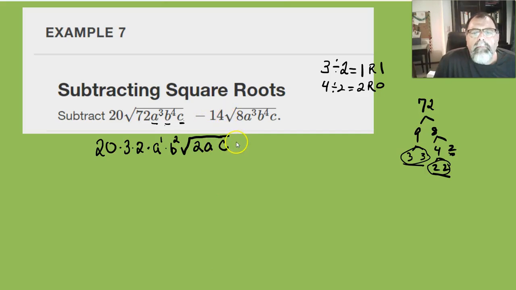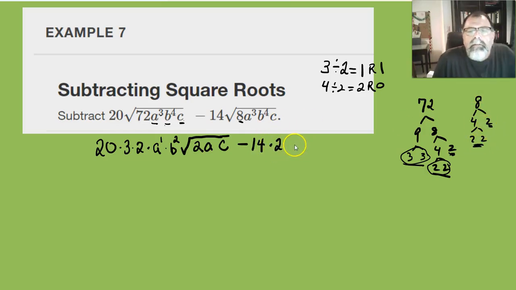Okay, the next one, 14, and then 8, so scratch work. 8 is 4 times 2, 2, 2. So a 2 comes out, a 2 gets left inside. An a is going to come out, a b is going to come out.